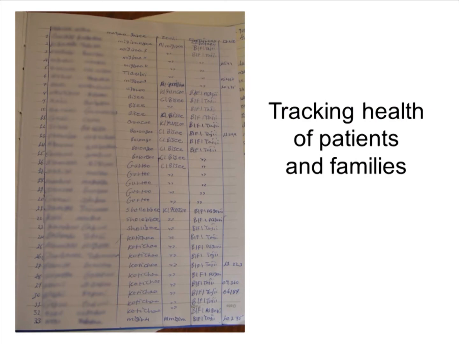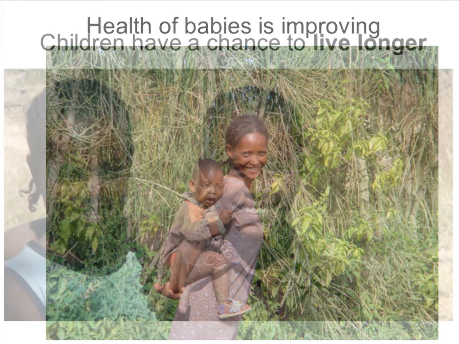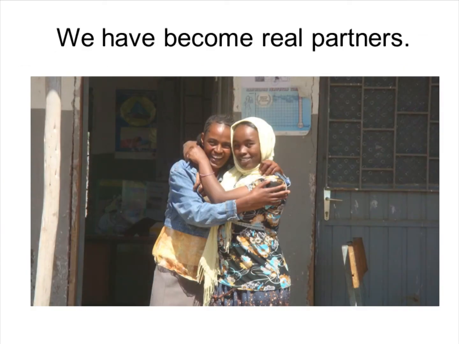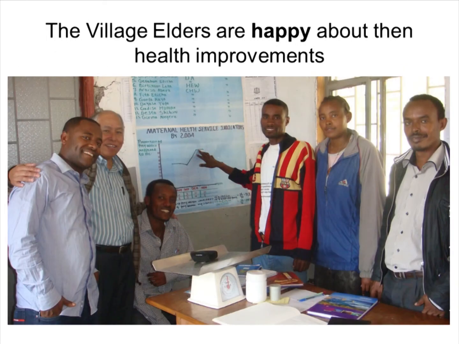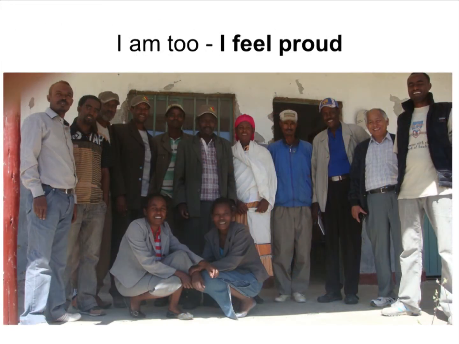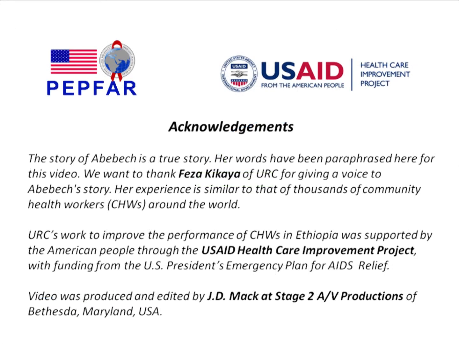I take them to the health center for their checkups, and I monitor the pregnancies and the health of their newborns and infants. I even show them ways to care for their families. We are becoming real partners. The village elders feel much more confident in the future of our people. And I do too. The confidence developed among the community groups and the health extension worker has increased the number of pregnant women coming for ANC at the health post from 0% to 90% within 1 year.